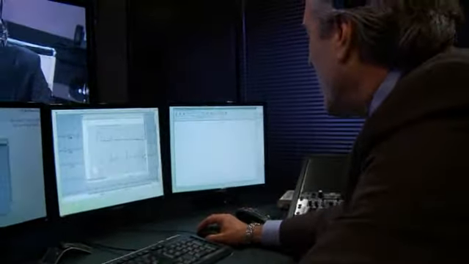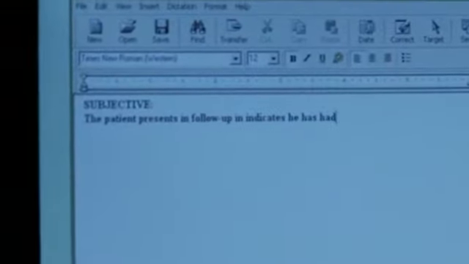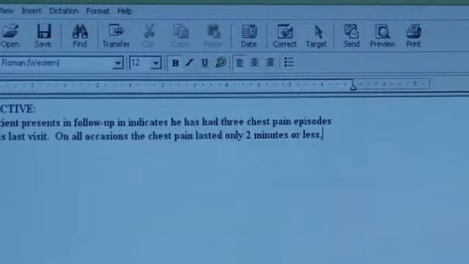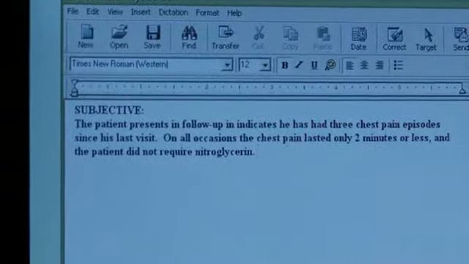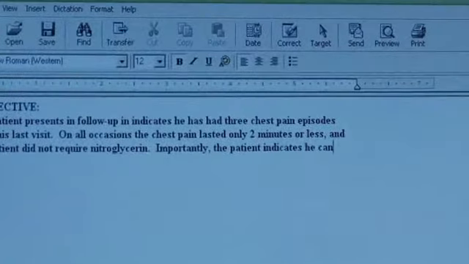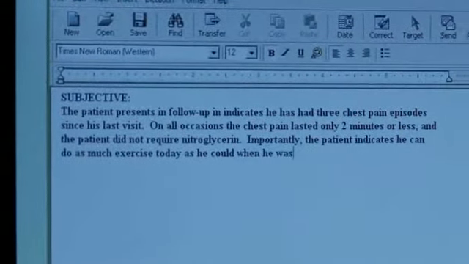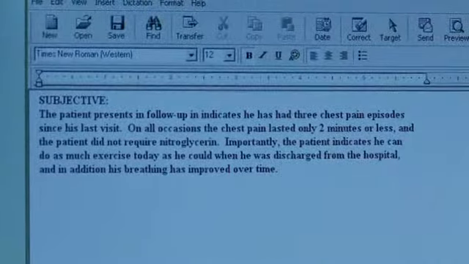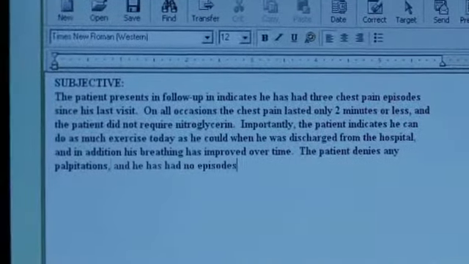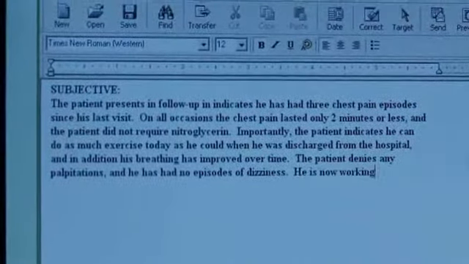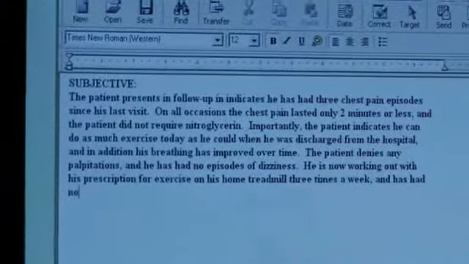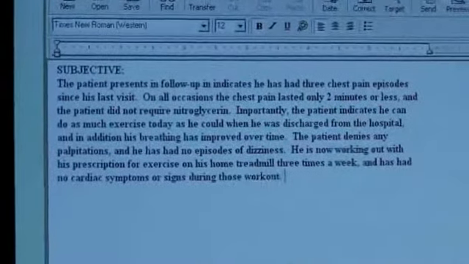Subjective, colon, new line, capitalize. The patient presents in follow-up and indicates he has had 3 chest pain episodes since his last visit, period. On all occasions, the chest pain lasted only 2 minutes or less, comma, and the patient did not require nitroglycerin, period. Importantly, comma, the patient indicates he can do as much exercise today as he could when he was discharged from the hospital, comma, and in addition, his breathing has improved over time, period. The patient denies any palpitations, comma, and he has had no episodes of dizziness, period. He is now working out with his prescription for exercise on his home treadmill 3 times a week, comma, and has had no cardiac symptoms or signs during those workouts, period. New line, objective, colon.